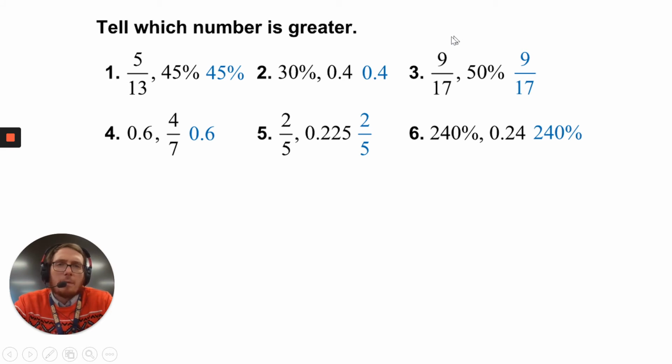Number 3 is a good example of thinking about a question and understanding it from a logical perspective. 9 over 17 has to be more than half, because half of 17 would be 8.5. So you know it's higher than a half. That's something to think about as you're looking at a question like number 3.